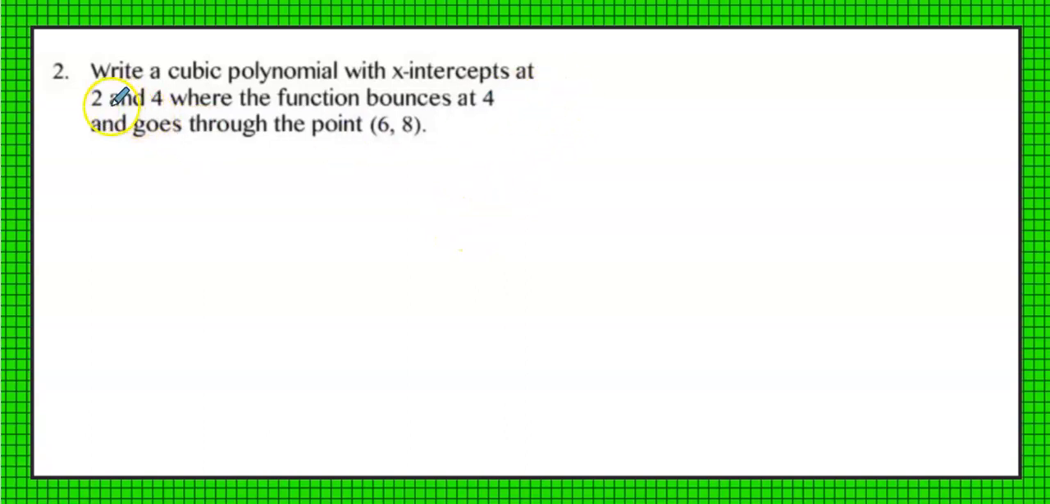So our x-intercepts are at 2 and 4. So I already know I'm going to have one factor that's x minus 2, and another one that's x minus 4. It says it bounces at 4, so I know that's going to be my 2 exponent. So 2 plus 1 is 3, so those are my 2 factors, and it goes through the point 6, 8. So I know I'm going to have an a here, and I'm going to need to figure out what that is. So there's my original equation, and I need to fill in an 8 for the y and a 6 for the x's.